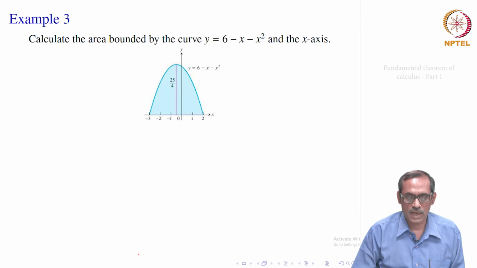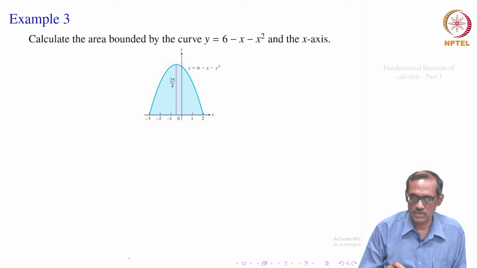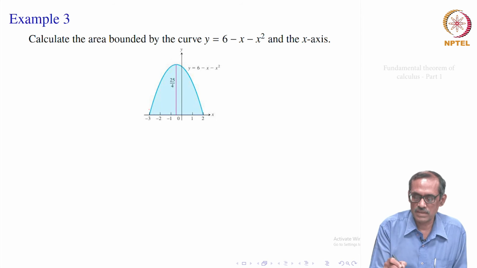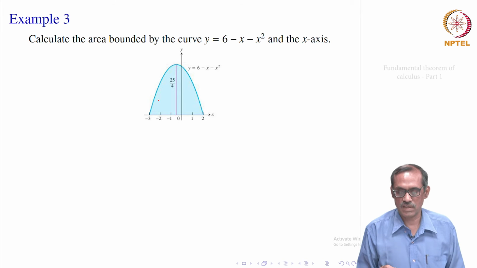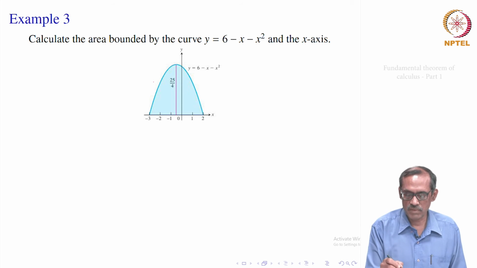Here we are asked to calculate the area bounded by the curve y equal to 6 minus x square and the x axis. This picture is absent in the problem. Sometimes it is helpful to see the curve, but even if you do not have the curve, you can still proceed analytically. We know that it is an inverted parabola. So, it looks like this, y equal to 6 minus x square. We want to find the area bounded by this curve and the x axis.